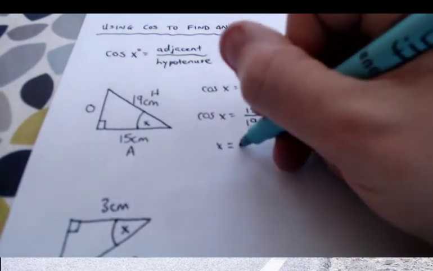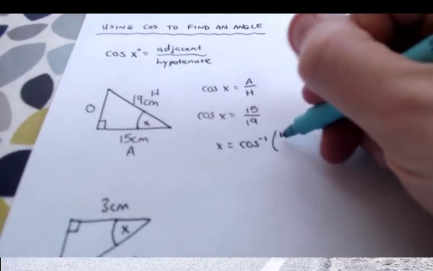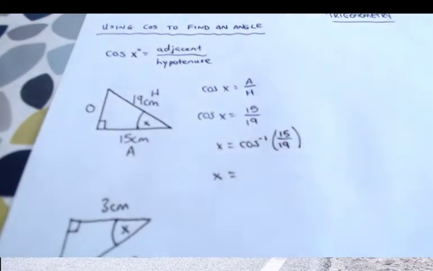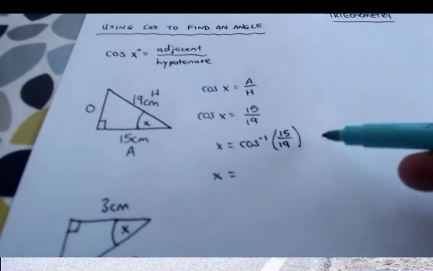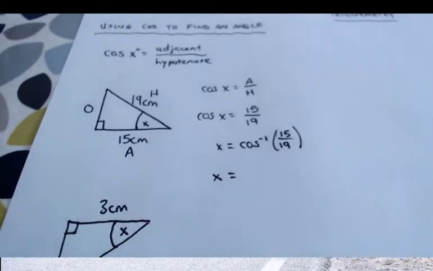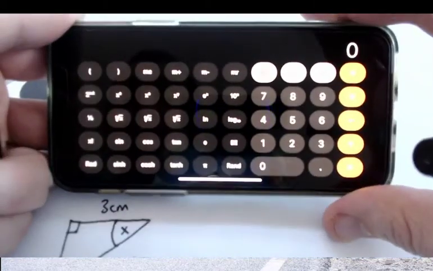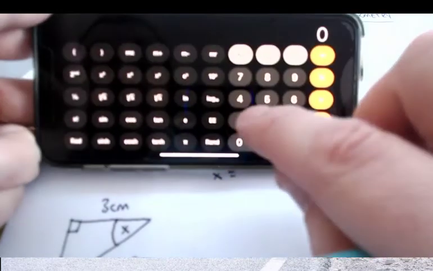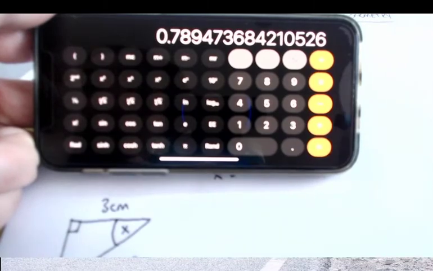And then I'm going to calculate the size of angle x. I need to do the opposite of cos, which is inverse cos, or cos minus 1 as some people like to call it. 15 over 19. And then I go and use my calculator to get the answer. If you have an actual scientific calculator, you can type this in as it stands, but those of you who are using a phone as a calculator have to follow the same steps that we used for the other sine and tans. So it is 15 divided by 19, and I get that answer there.